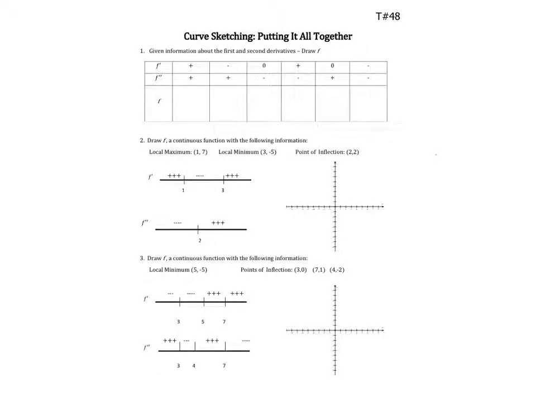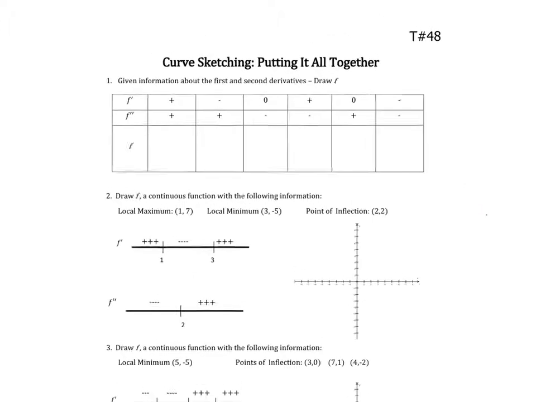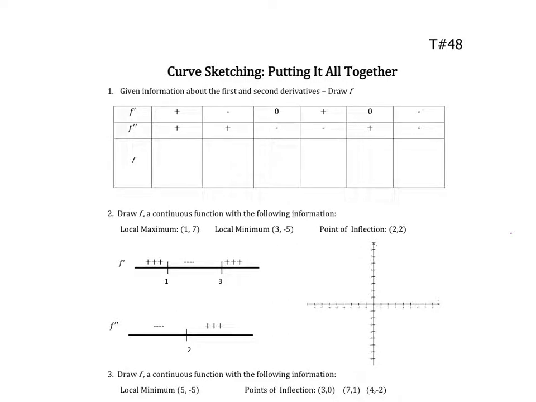Okay, so we're going to do putting it all together here. Now that we've done some pieces, we're now going to put it all together and actually sketch a curve. And so what I want you to do in these first couple boxes is think, if you knew the first derivative was positive and the second derivative was positive, what would f look like?